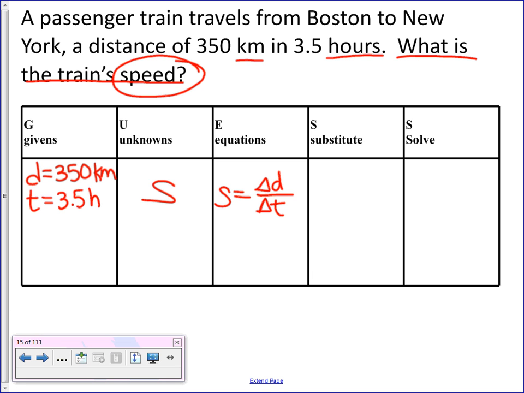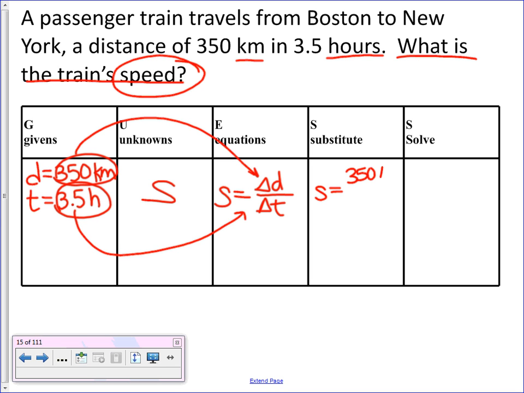And here we get to substitute, plug and chug. We're going to plug the 350 in for change in distance, and we're going to plug the 3.5 hours in for change in time. And then we're going to chug it out. Find out what the answer is. So, speed equals 350 kilometers divided by 3.5 hours. And when you solve that out, speed equals 100.